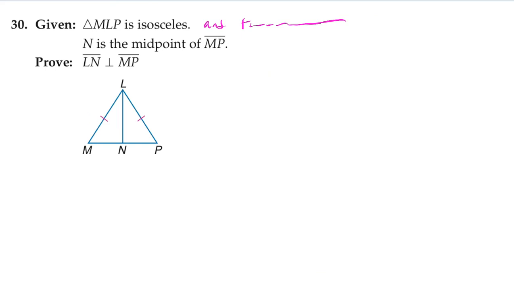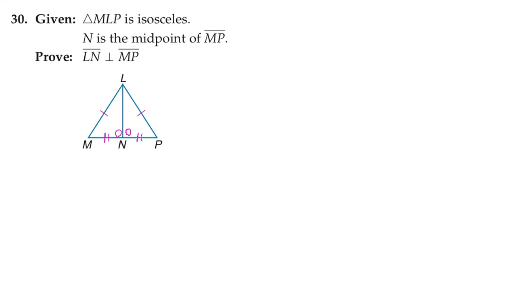Or I guess technically you could say LM is, well, we'll get to it. Okay, anyways. And then we have, this is the midpoint, so we will be able to get this. And then we want to show that this angle, oh yeah, look at that. Okay, if we want to show that's perpendicular, well, let's just start at the beginning. We want to show congruent triangles. That's what we want to do in this whole chapter, right?